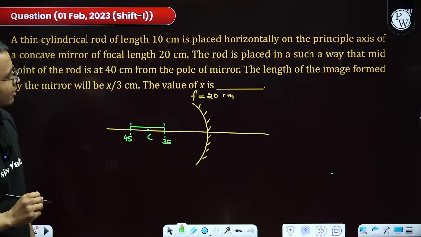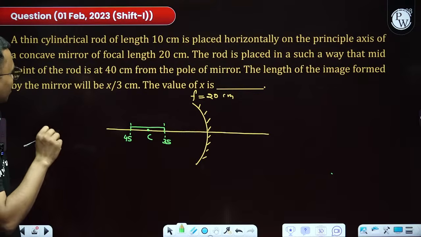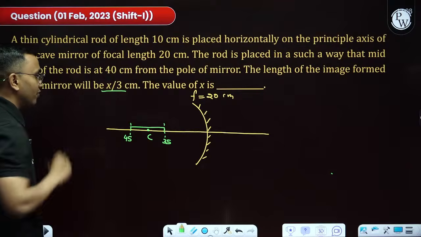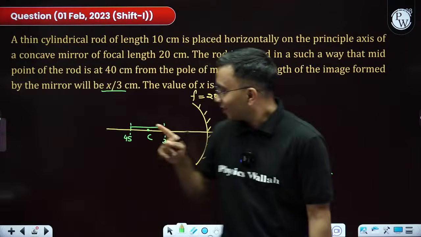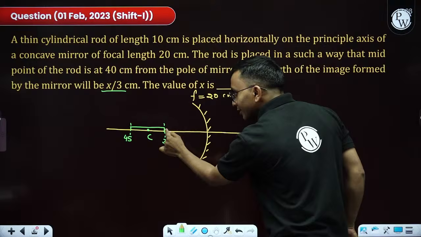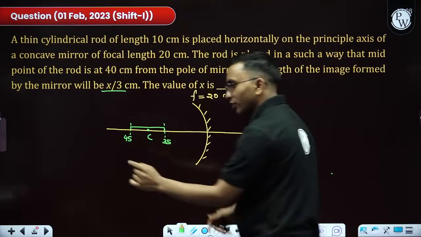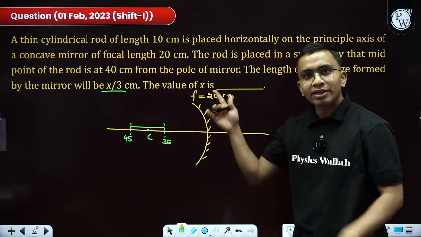The length of the image formed by the mirror will be x by 3. The value of x is? Now what we need to do is find the image of this end of the rod, find the image of the other end of the rod, and subtract the two positions. You will get the length of the image.